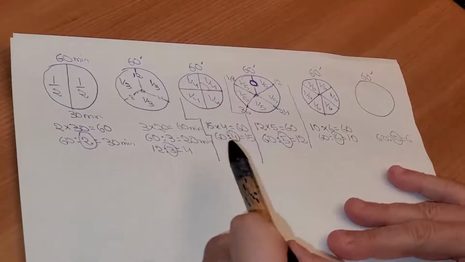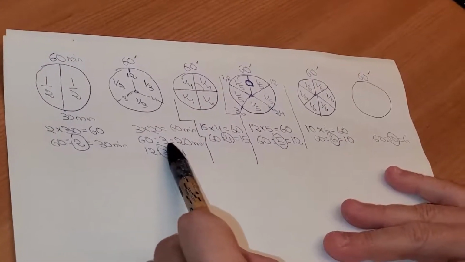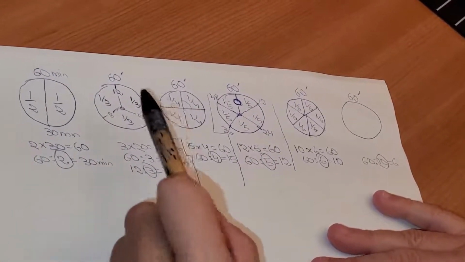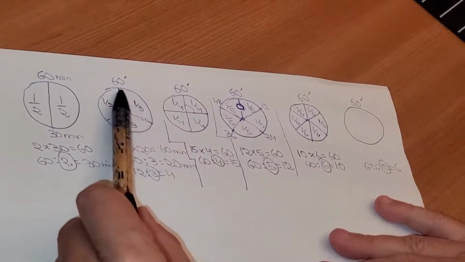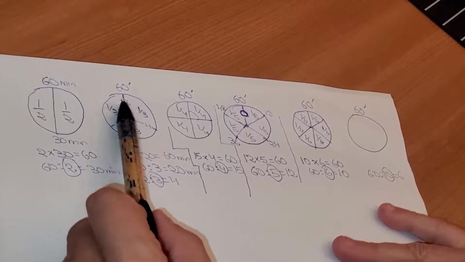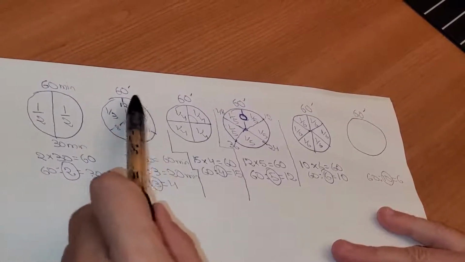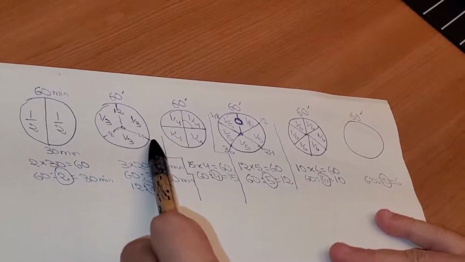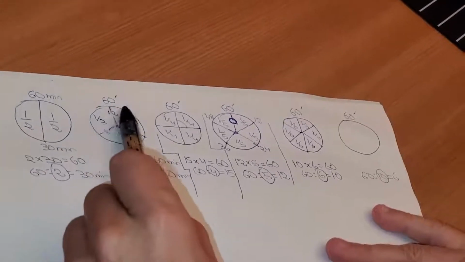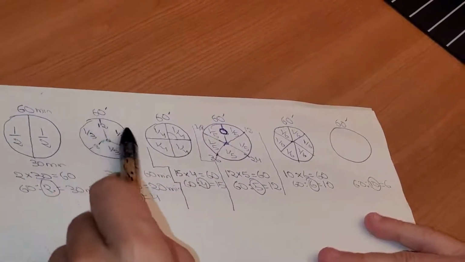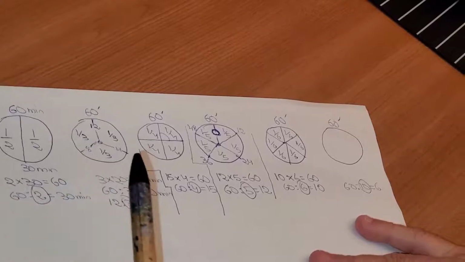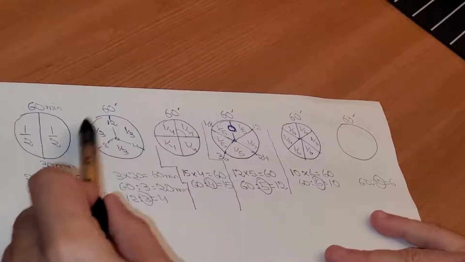Can I divide 60 by 3? Yes, it's 20 minutes. So I know that between two consecutive numbers on the clock there are 5, so 20 would be 4 times 5. So it would be here where the 4 is, and then 4 more is 8, and 4 more is 12, because we also know that if we go around the clock, there will be 12 hours. So 1/3 plus 1/3 plus 1/3, 3/3, is 1 hour.